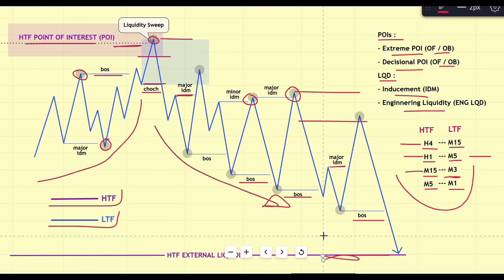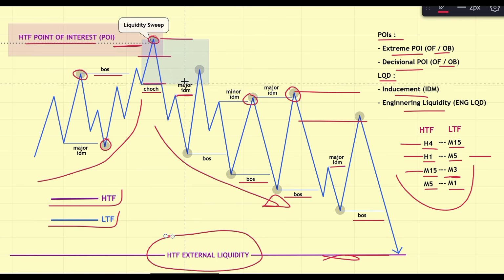So after price has taken out the higher time frame external liquidity, or after price has made that break of structure on the higher time frame, then you will ignore all what you have marked here, like all the inside structure, and now you will be shifting back into your higher time frame. That is after price has made it out to the external liquidity.